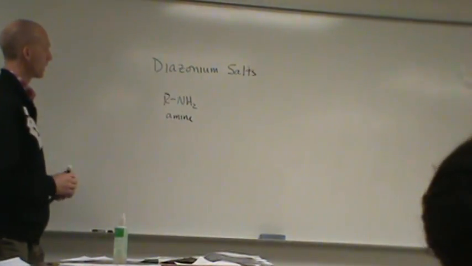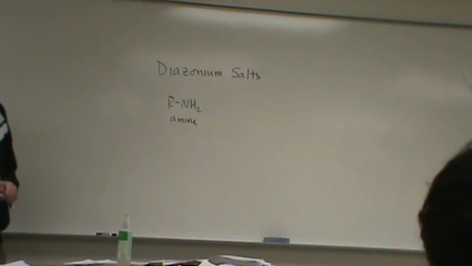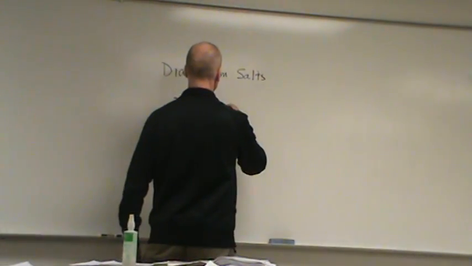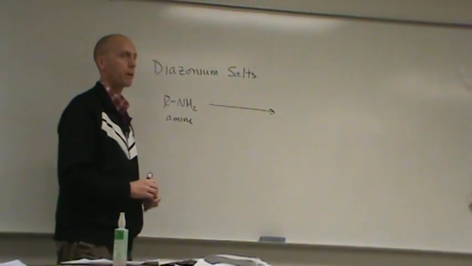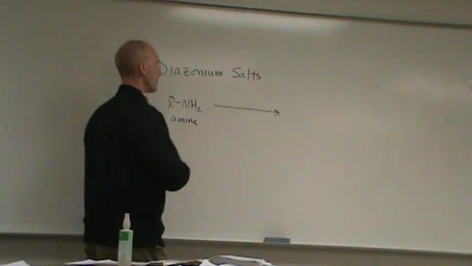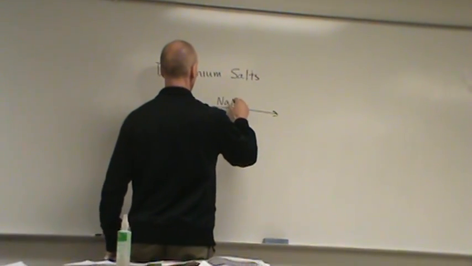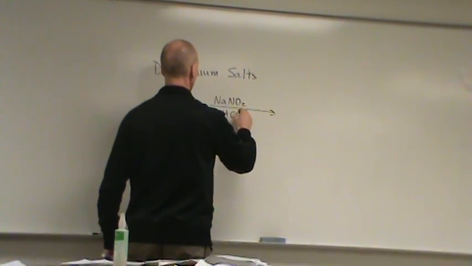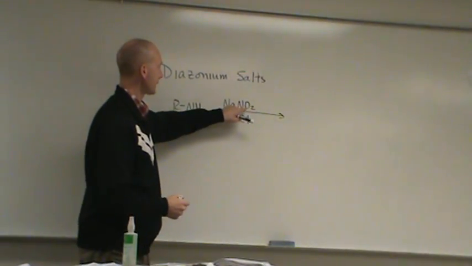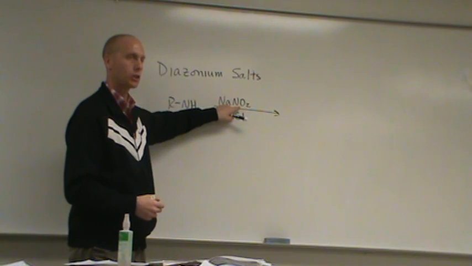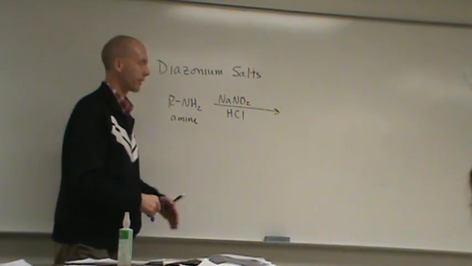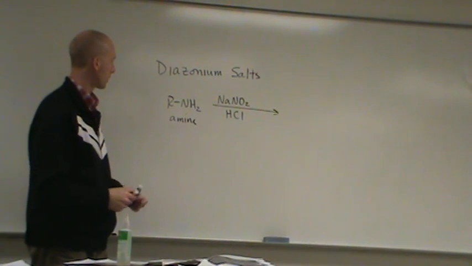Okay, so here is a primary amine that this whole chapter's been full of. This time what we're going to do is react this primary amine with something new. We're going to react it with a mixture of sodium nitrite, okay, that's not nitrate, nitrate's NO3, nitrite, NO2, and HCl. Okay, what in the world does this do?